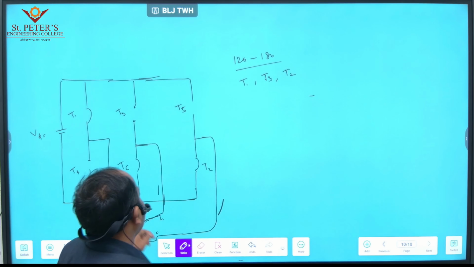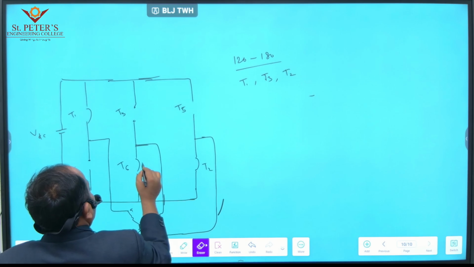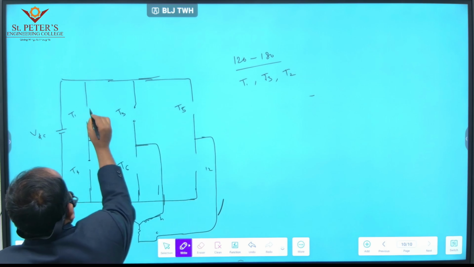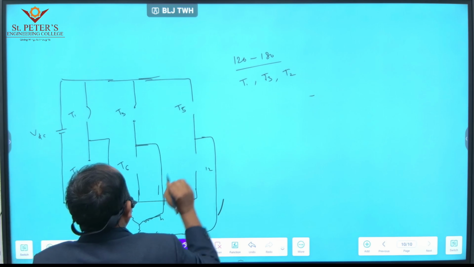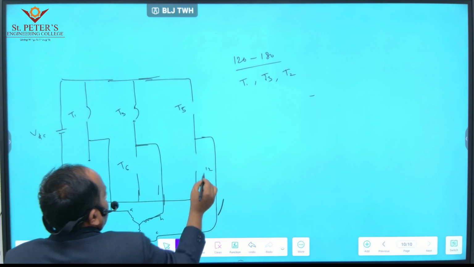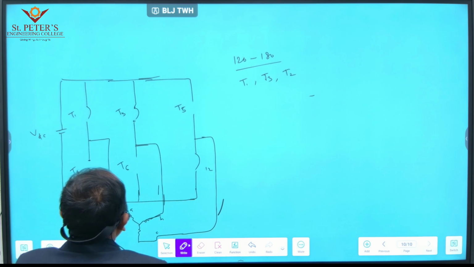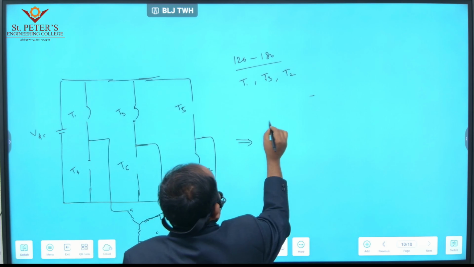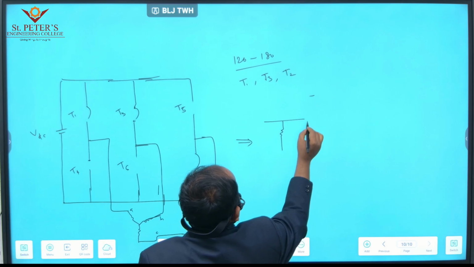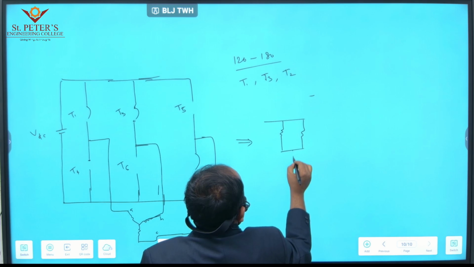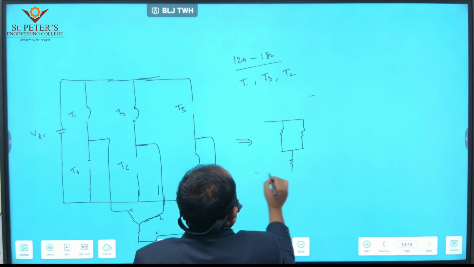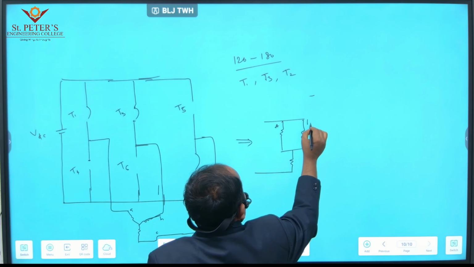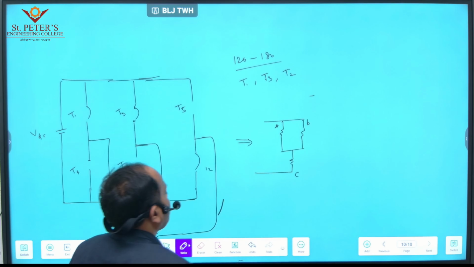Then redraw the circuit diagram for this instance, showing which thyristors are conducting. T1 is conducting, T3 is conducting, then T2 is conducting. T1 and T3 are the upper group, which means the positive terminal is connected, and T2 is the negative one. So phase A, B and C.